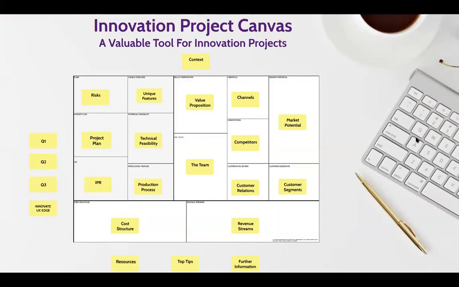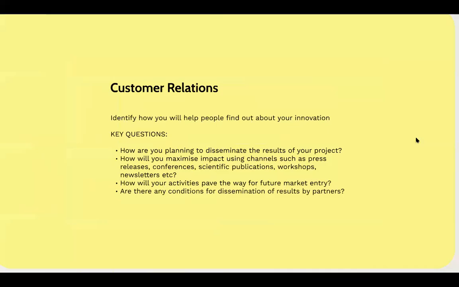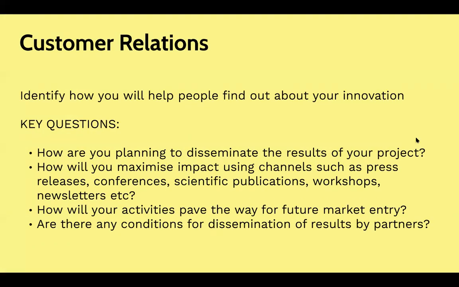And then following on from looking at the competitors, we've then got customer relations. And this is all about identifying how you're going to help people find out about your innovation. So how are you going to tell them about your product or service? Or if it's a project that you're getting investment for, like an Innovate UK project, how are you going to disseminate the results of your projects? How are you going to maximize the impact of this communication using channels such as press releases, conferences, scientific publications, workshops, newsletters? What are you going to do?